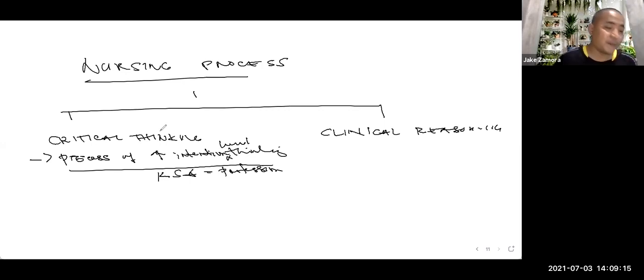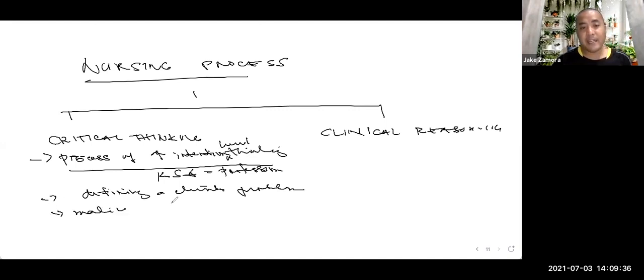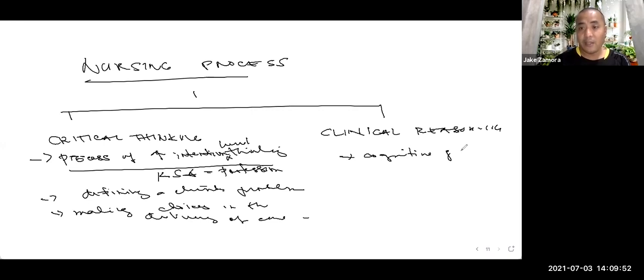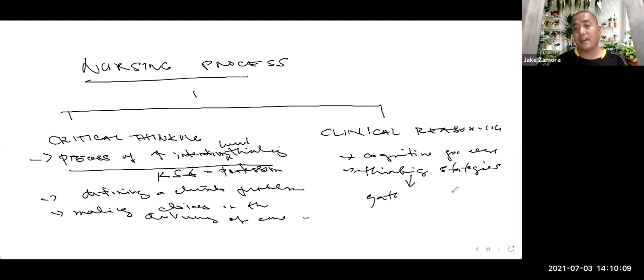This critical thinking will be helpful for us in defining a client's problem and making choices in the delivery of care. So this is your critical thinking. Now, what is clinical reasoning? On the other hand, this is a cognitive process. I'm sure you studied this last sem. It uses thinking strategies which will help you to gather and analyze information. So this is clinical reasoning.